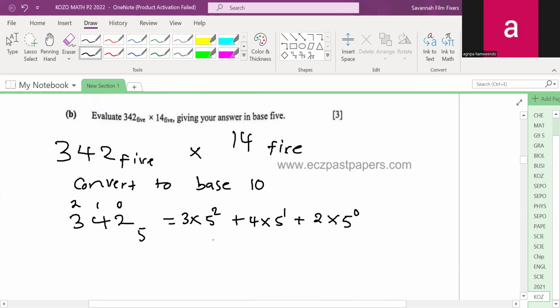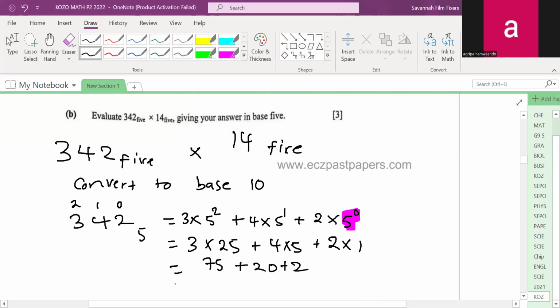So this would be 3 times 5 times 5 is 25, plus 4 times any number to the power 1, it's just that number, which is 5, plus 2 times 1. Here, any number raised to the power 0 is 1. Don't forget that, right? So at the end of the day, we're going to have 75 plus 20 plus 2. We're going to get 97 base 10. So we'll do the same for 14.